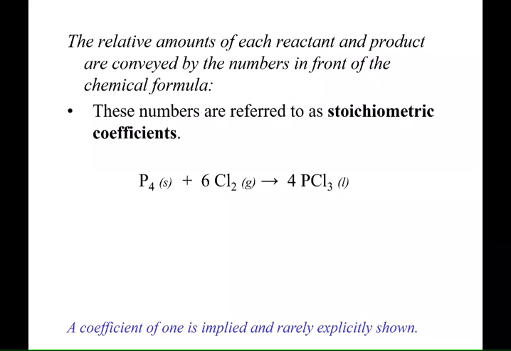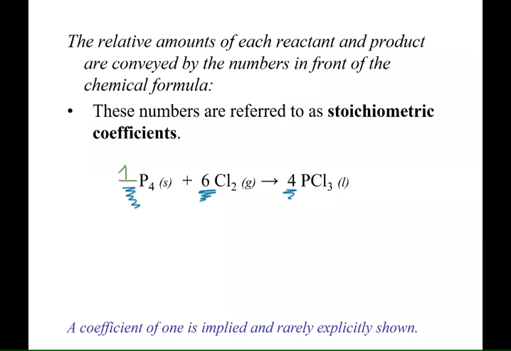Can you see the big number? I don't know if it looks very big to you, but you see the 6 in front of the Cl2, that is a stoichiometric coefficient. The 4 in front of the PCl3, that's a stoichiometric coefficient. What do you think the stoichiometric coefficient is in front of the P4? If you said the number 1, you are right.